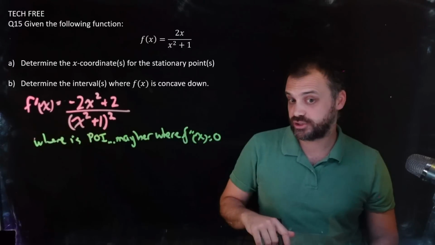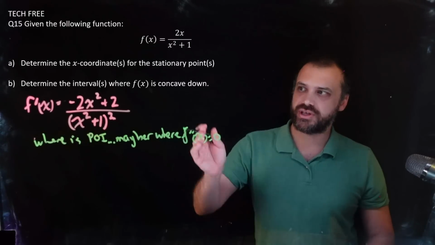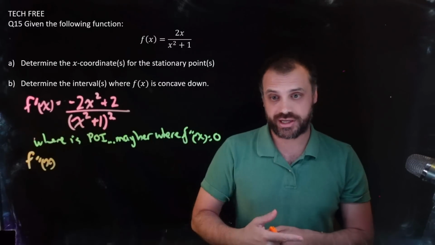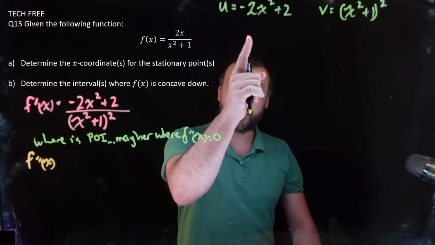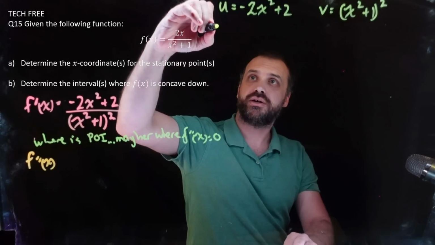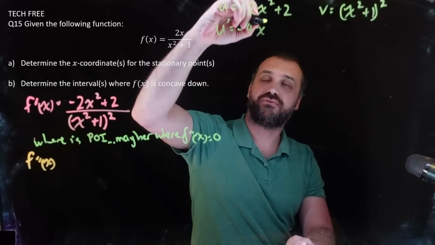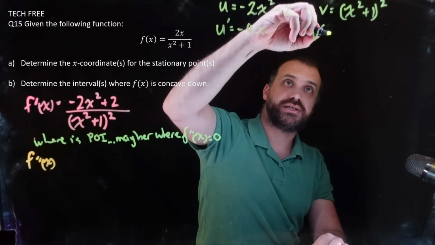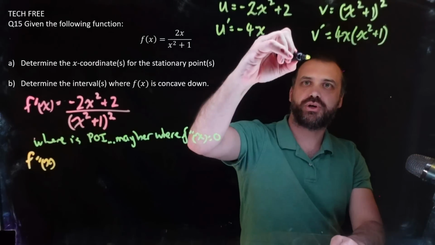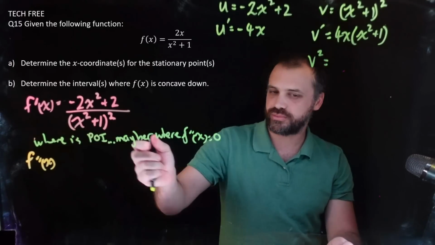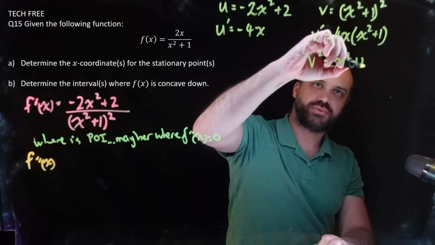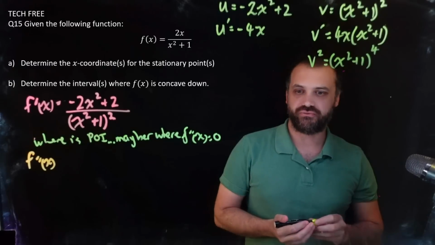Okay, so maybe where f dash dash x is equal to 0. So I'm going to have to find the second derivative of that. So given I avoided the quotient rule last time, why don't we use the quotient rule this time? So u is equal to negative 2x squared plus 2. v is equal to x squared plus 1 squared. u dash is equal to negative 4x. v dash is equal to 4x times x squared plus 1. And the last piece of the puzzle with the quotient rule is v squared, the bottom thing squared. So x squared plus 1 squared, squared. So it's x squared plus 1 to the power of 4.